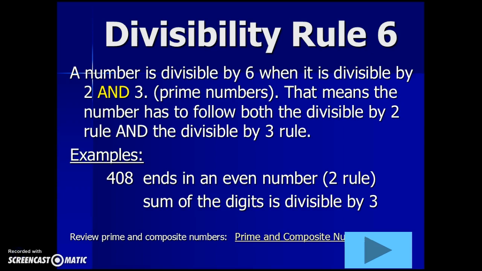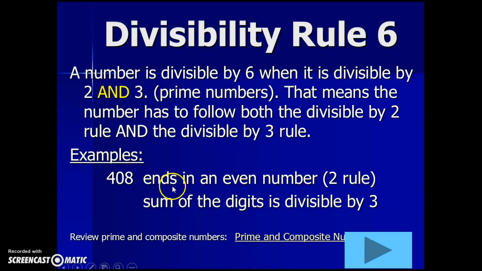The final divisibility rule that I want to go over is the rule for 6. This one takes a little bit more time to figure out, but you'll notice that you already have the skills to solve for divisibility of 6. A number is divisible by 6 when it's divisible by 2 and 3. That means that the number has to follow both the divisible by 2 rule and the divisible by 3 rule.